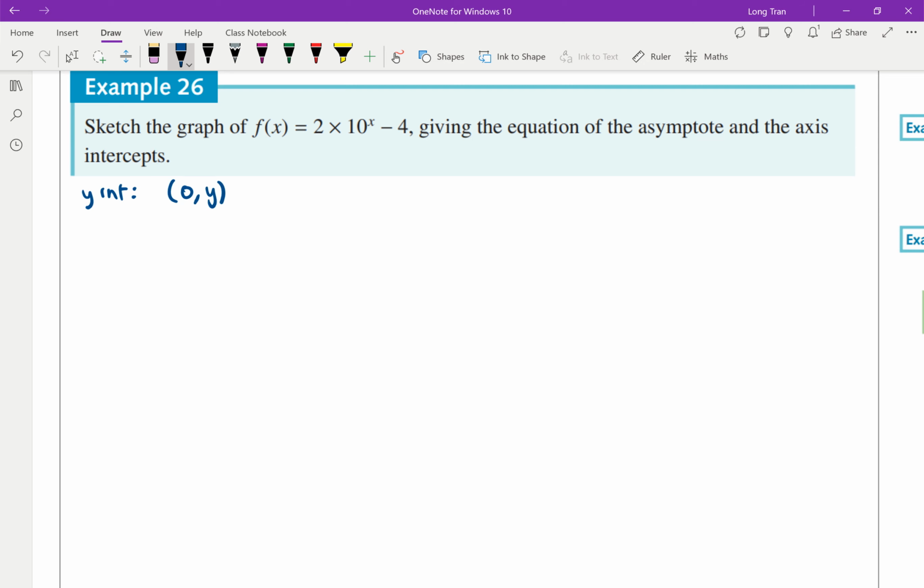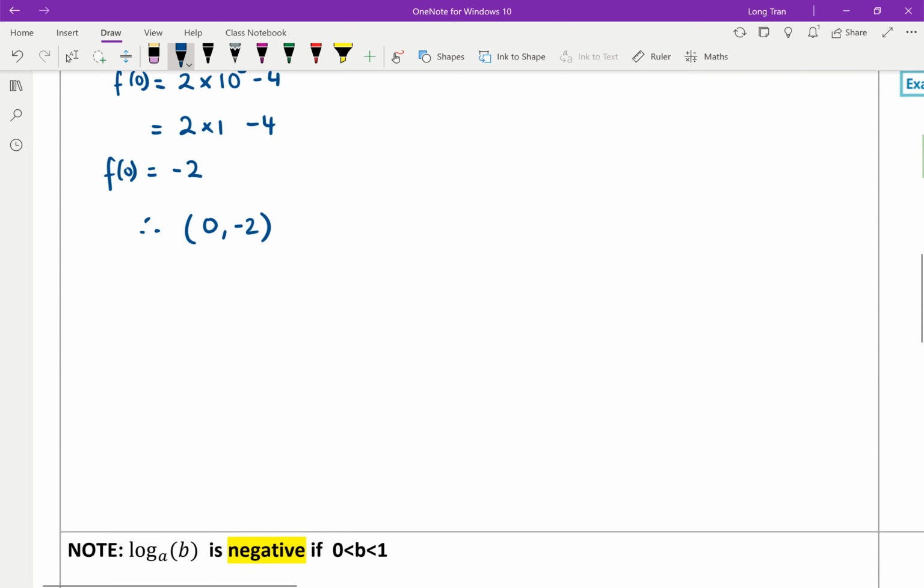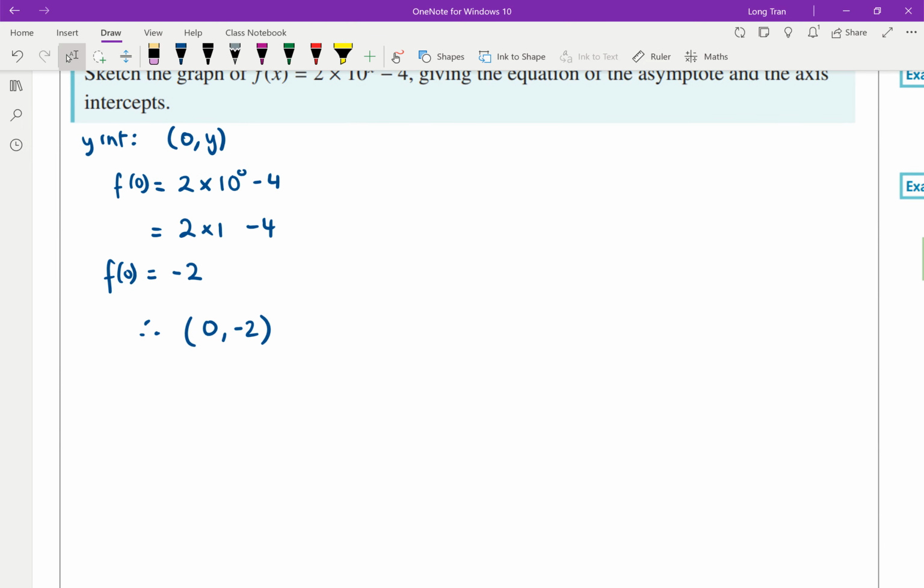Okay, so here I'm going to let x equal to 0. So f of 0 is equal to 2 times 10 to the power of 0 minus 4. And we can see that the y value would be 2 times 1 minus 4, which is equal to 2 take away 4, which is negative 2. So that tells me that the y-intercept must be when x is 0, the y value is negative 2. Okay? And then let's see if we can find our x-intercept now.